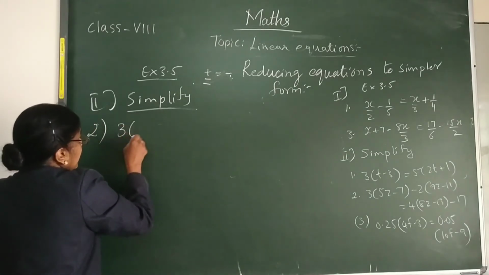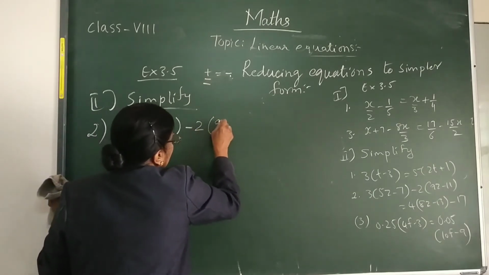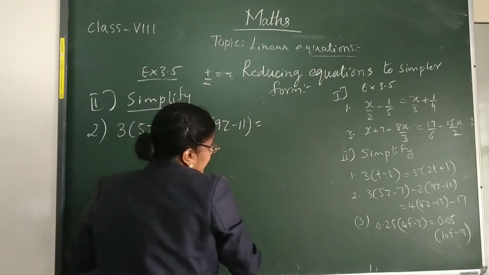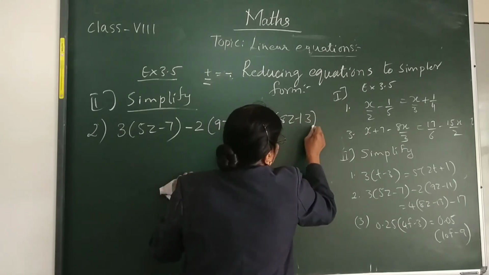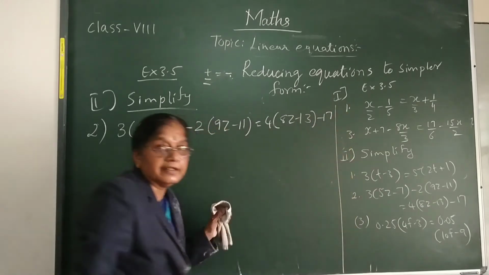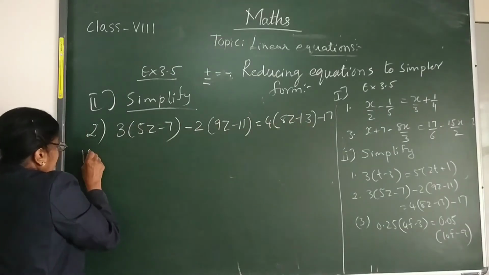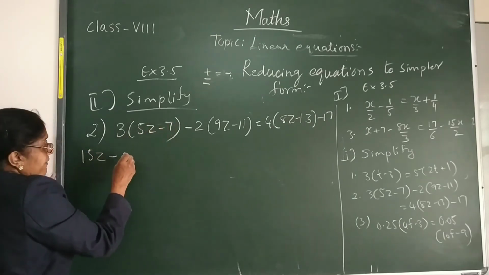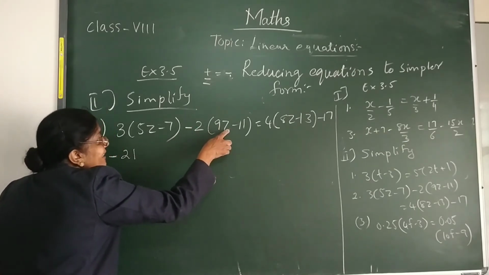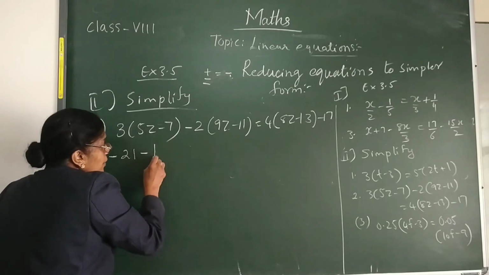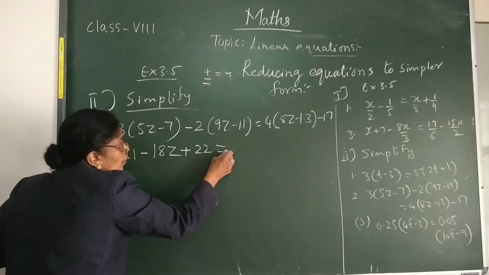What does the next sum say? 3 into 5z minus 7 minus 2 into 9z minus 11 is equal to 4 into 8z minus 13 in the bracket minus 17. What should we do now? First we take it out of the bracket. 3 into 5 is how much? 15z minus 3 7s are 21. Minus is there, so you have to consider the sign. Minus 2 into 9z. Minus 2 9s are 18z. Minus into minus is plus 2 11s are 22.